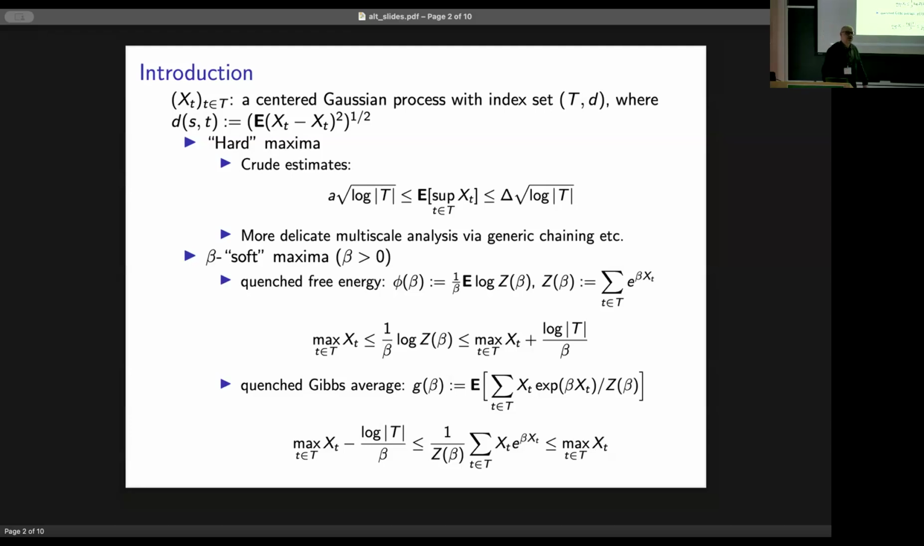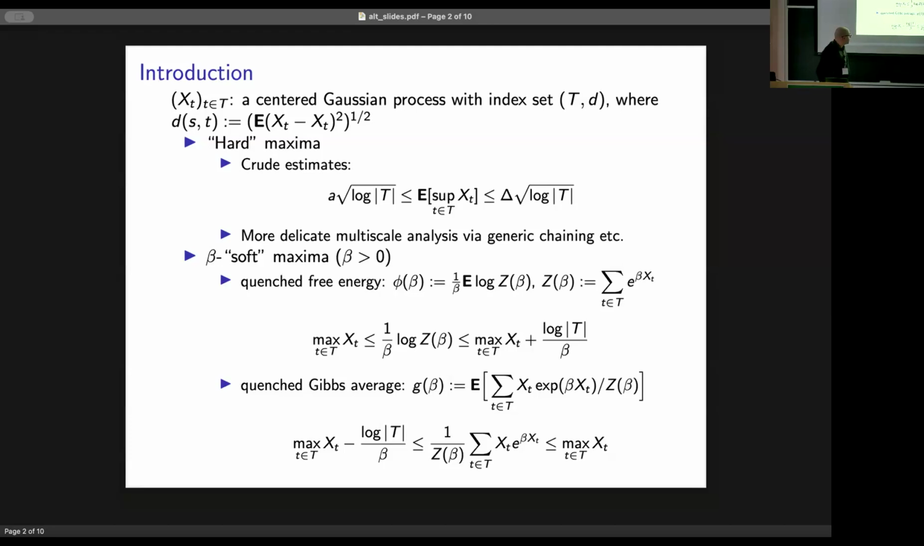And of course, you can use chaining to do a more refined, multi-scale analysis. Now, it is often interesting to replace the maximum with a softmax. And there are various versions of softmax. For example, you can use something called quenched free energy. So you compute the partition function, which is just the sum of exponentiated values of beta X_t.